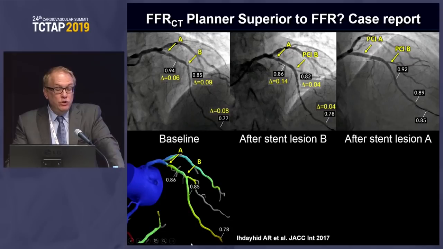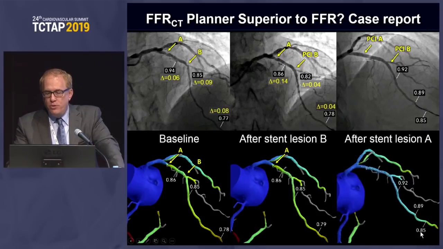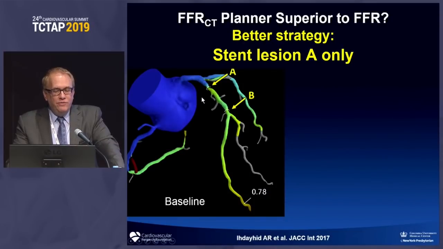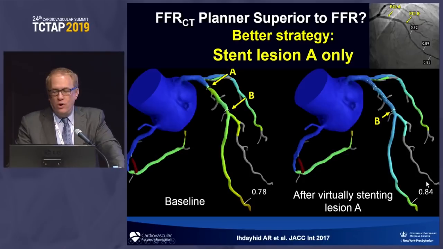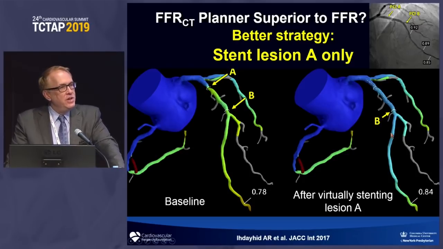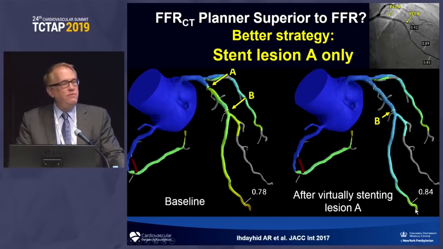And interestingly, if you looked at what would have happened with the virtual stenting model, you would have gotten 0.78 distally. If you stent the mid-LAD, you get 0.79. It told you that wasn't the right thing to do. It said you would have had to stent both of them to get to 0.85. On the other hand, it also would have told you that all you had to do was stent the proximal lesion, because if you stented the proximal lesion, you would have been at 0.84. So you didn't have to stent the mid lesion. So having all this information before you go to the cath lab can be very useful.